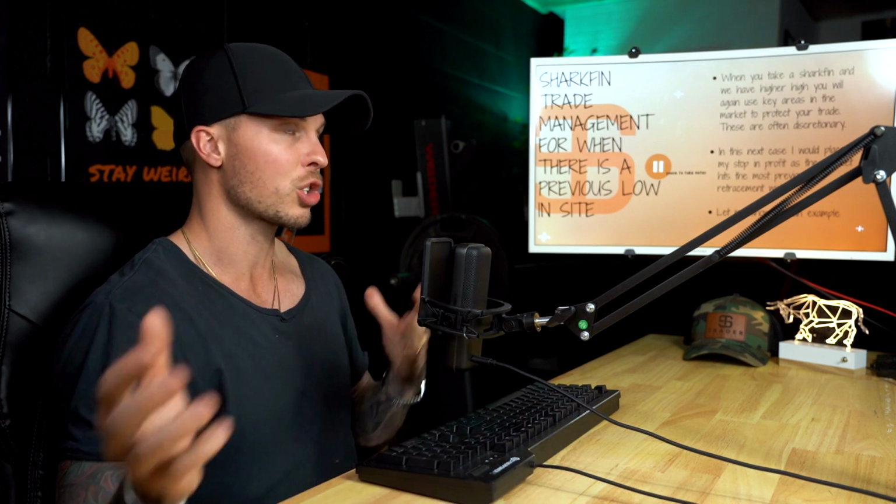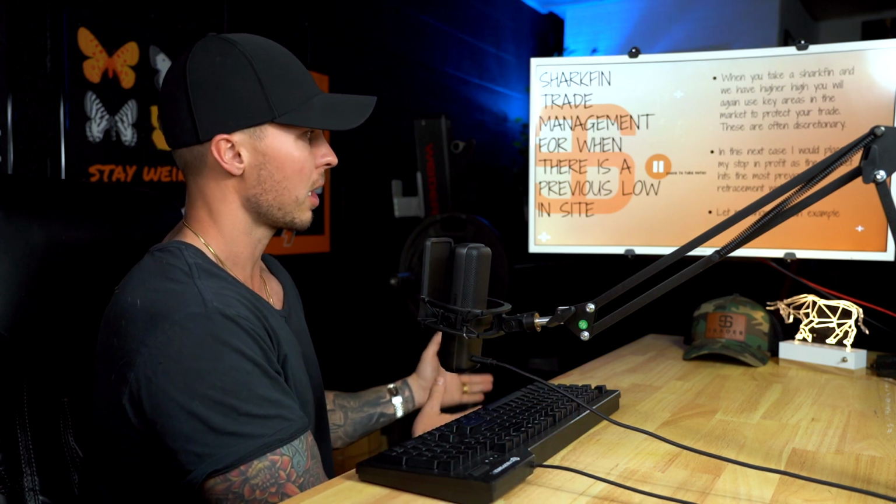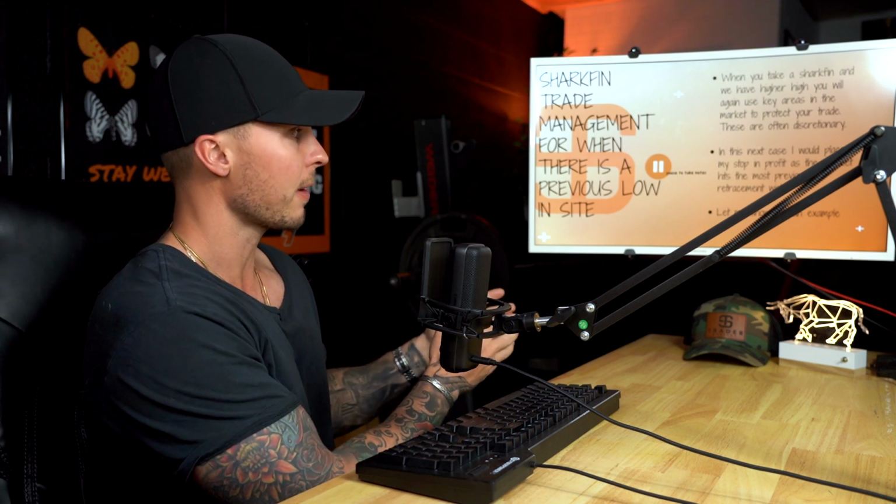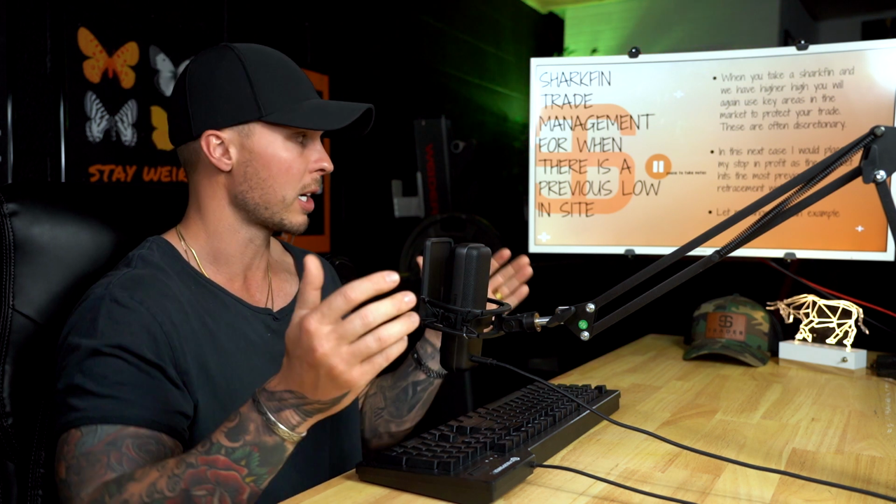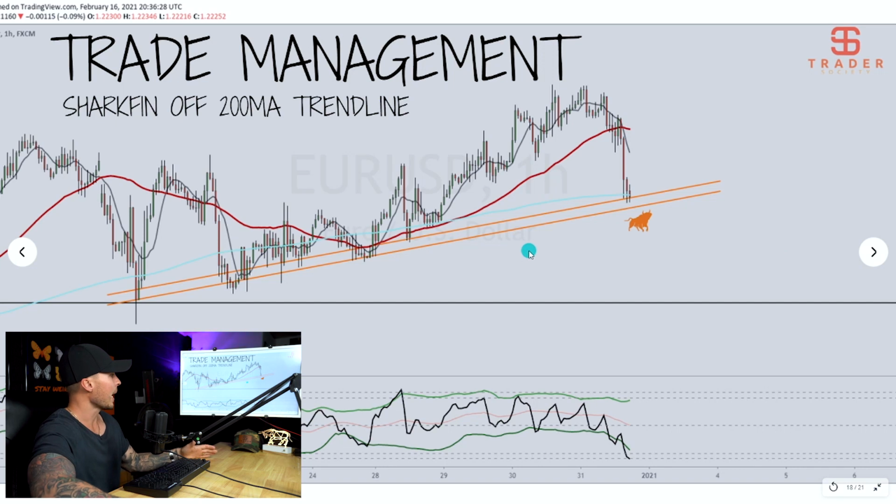Sharkfin trade management when there is a previous low in sight. So when you take a Sharkfin, we have a higher high. You will use the key areas in the market to protect your trade. These are often discretionary. In this next case, I would place my stop in profit as the market hits the most recent retracement wick. So as you can see right here, we have a trend line. We have a Sharkfin off of this level. I'm going to take this trade based on that. We're on the 200 moving average. Beautiful trade setup right here.